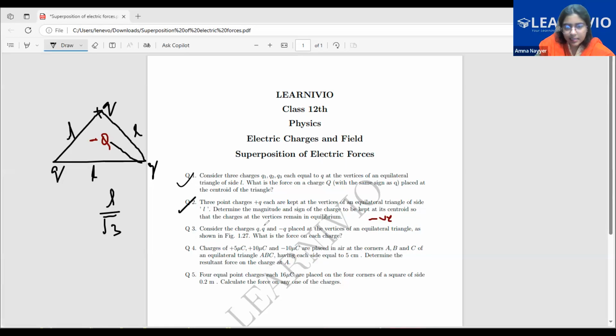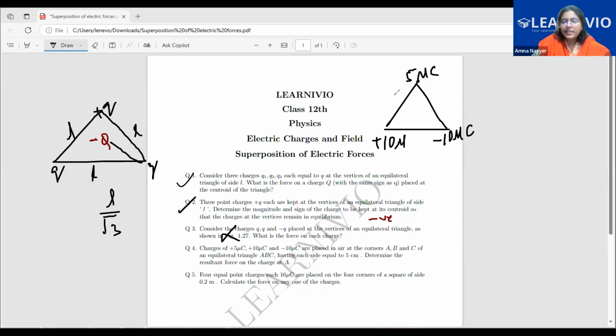Then consider the charges placed. Okay, the figure wasn't given in this, no? Question 4.1 said equilateral triangle, 3 charges, determine the resultant force on it. So it's the same question. If 3 charges are present like this, and this is 5 microcoulomb, this is plus 10 microcoulomb, and this is minus 10 microcoulomb, and the sides are given as 5 centimeter. This is in centimeter, so you need to convert micro into coulomb and centimeters into meters. It is saying determine the resultant force on A. A means one of the corners.